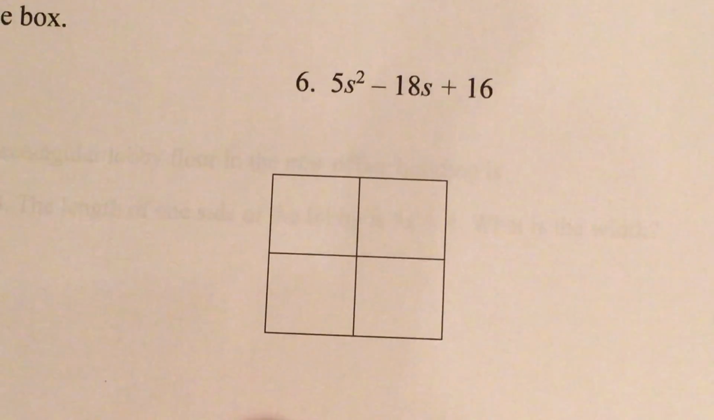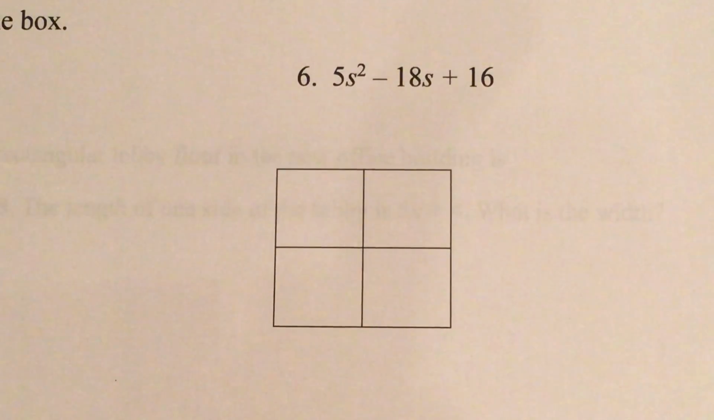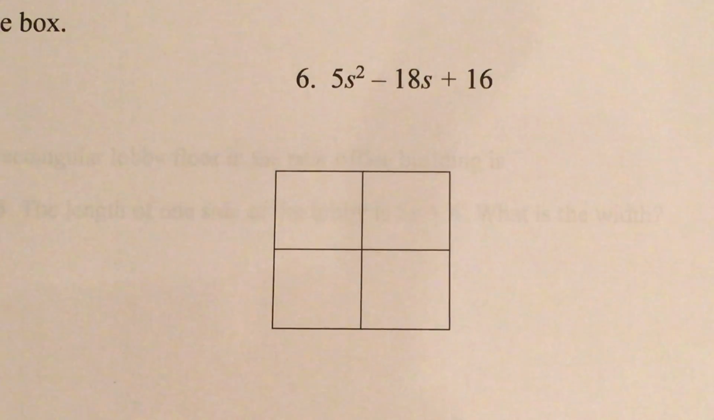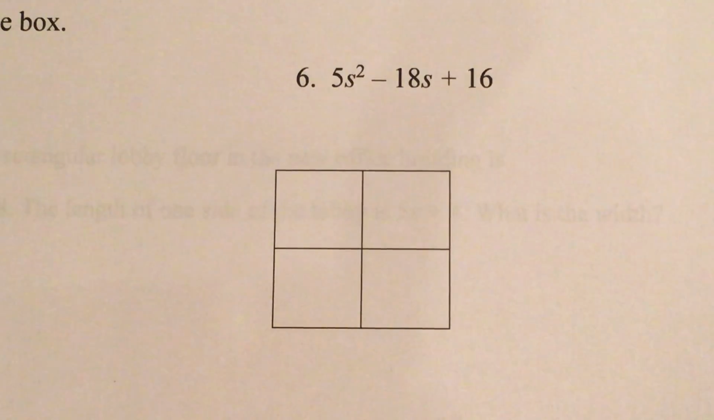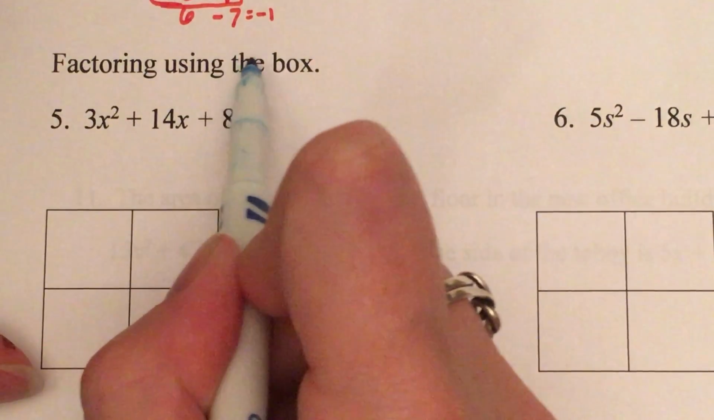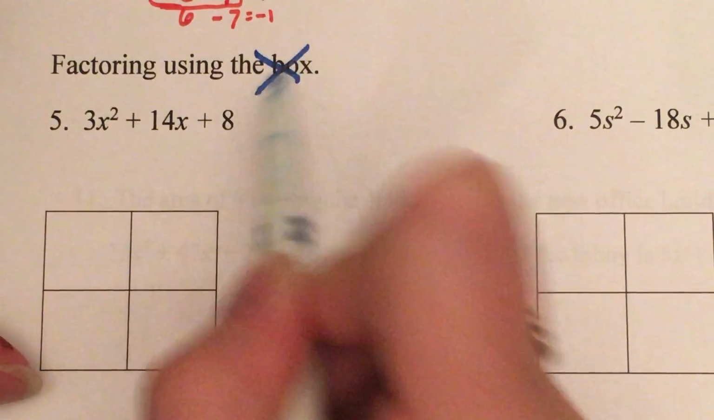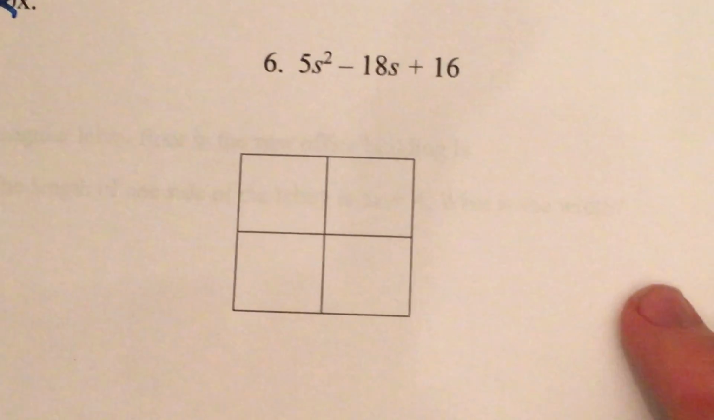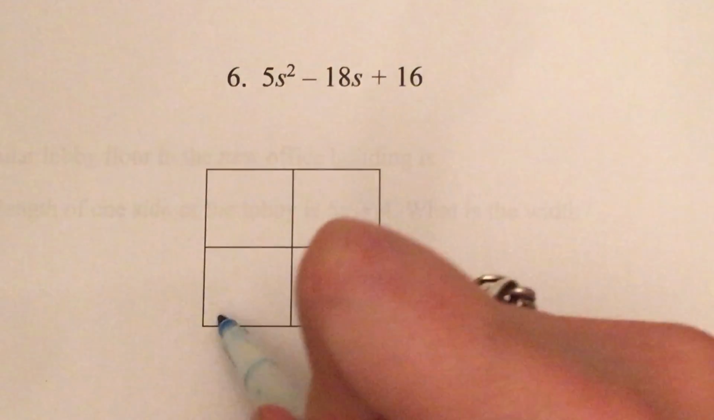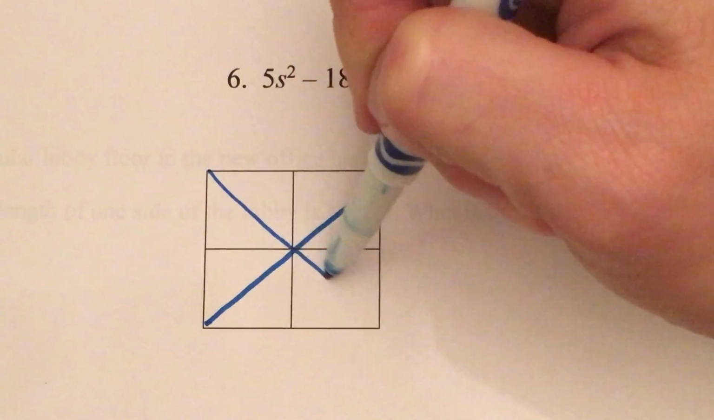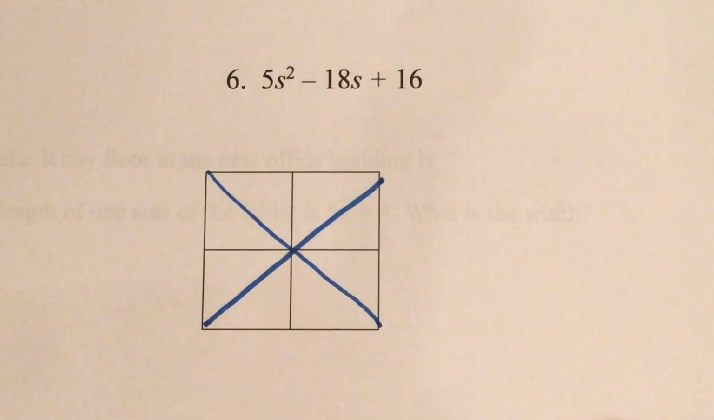Problem number 6. I'm going to let you do problem number 5 on your own. So let's do problem 6 together. And again, I'm not going to use this box. It's just not going to happen. I'm going to use the X. So let's adjust our box to be an X, and let's get this going.